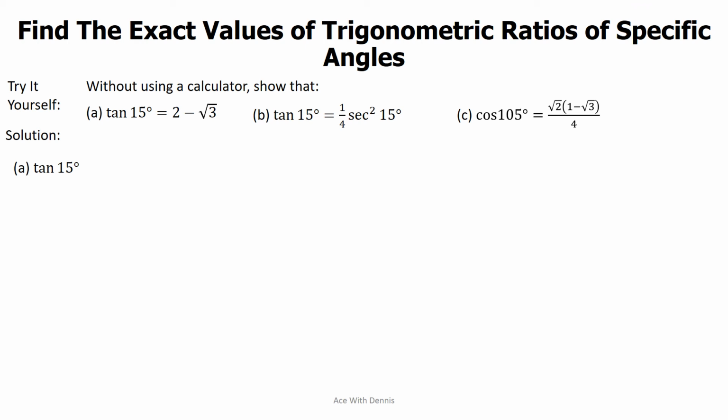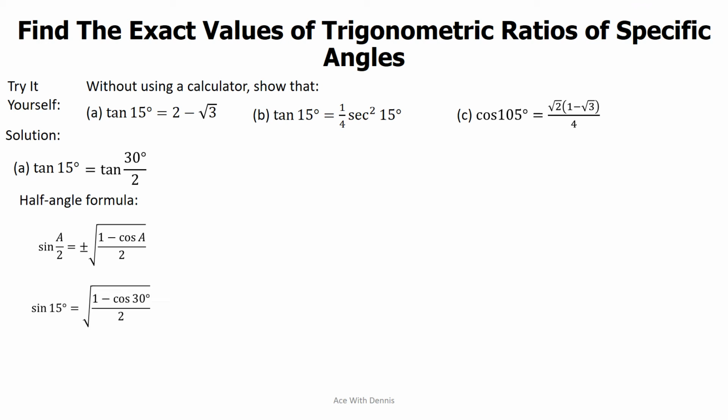Okay, here is the solution. For A, tangent 15 degrees, we can write it as tangent 30 degrees over 2. So from here, we can apply the half angle formula. Therefore, we need to find sine and cosine 15 degrees first. We know that sine A over 2 equals plus minus square root of 1 minus cosine A over 2. So sine 15 degrees equals square root of 1 minus cosine 30 degrees over 2. Cosine 30 degrees is root 3 over 2. So this becomes bracket 2 minus root 3 over 4 to the power half.